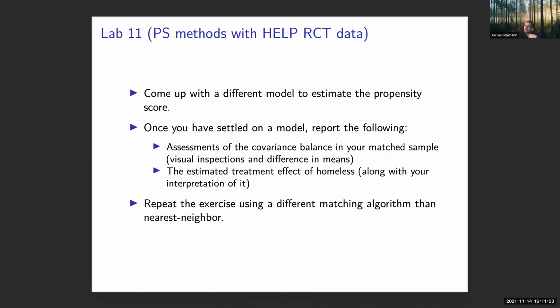So this is lab 11. I will walk you again through the code for this propensity score matching. You're being asked to come up with a different model, and you will show the assessment of the covariate balance by visual inspection and differences of means. You will estimate the treatment effect of homeless along with your interpretation. And you will repeat the exercise using a different matching algorithm. This is considerably simple as a lab, and you will see why I'm saying that.